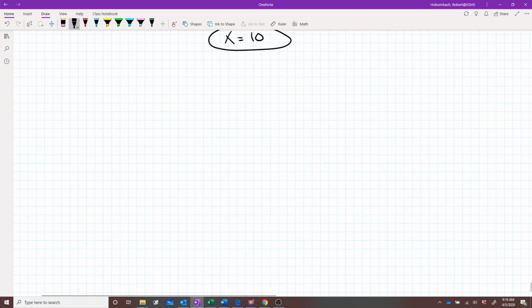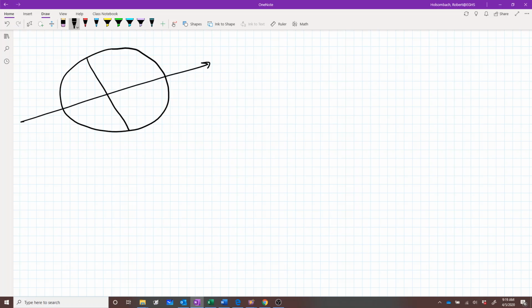Alright, one more example for today. Now, the same rule would apply if you had something that looked like this, okay? If you've got a secant and a segment and they both intersect inside the circle, the same rule is going to apply. So we've got a segment that's x plus 6 and x plus 2. We've got an x and x plus 12. Alright, so I'm going to do these more vertical segments first. So we've got an x times an x plus 12 equal to x plus 6 times x plus 2.